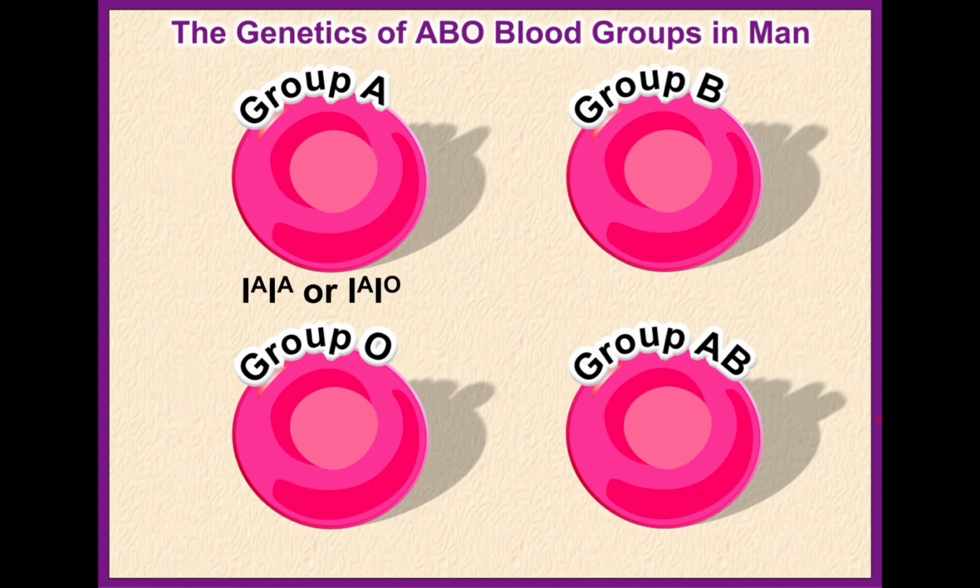For A, there are 2 versions. Likewise for B, there are 2 versions. For blood group O, they have to have both recessive alleles. And for AB, they need to have one of each.